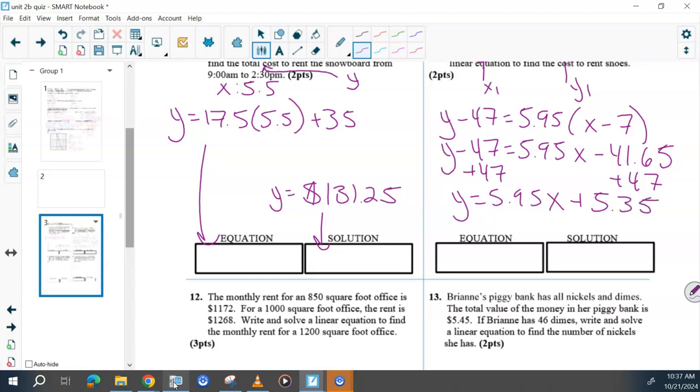So for your equation, I accepted if you put in your original, or if you put in that final, so either or. And then your solution, if we were looking for the cost to rent shoes, that was your B.